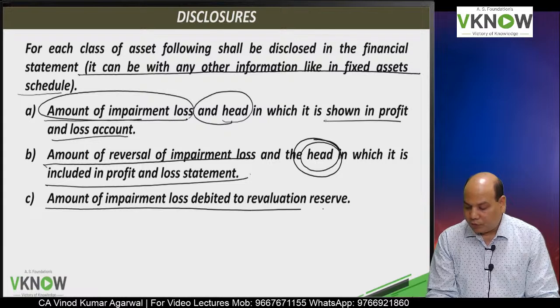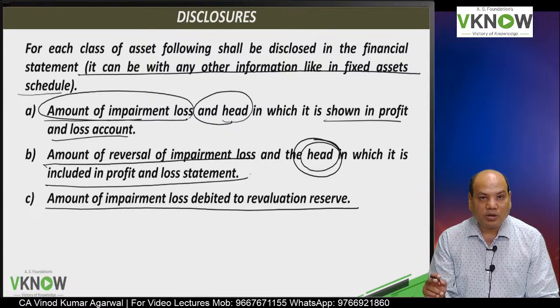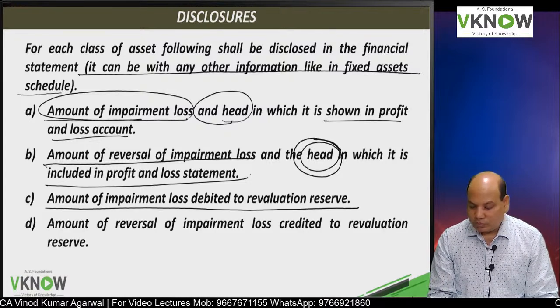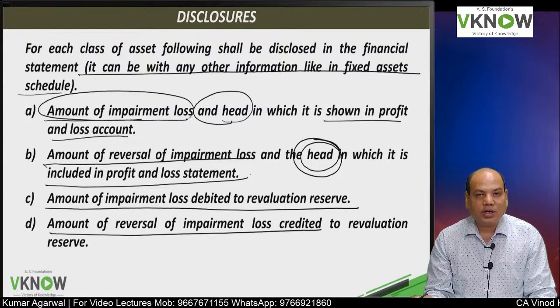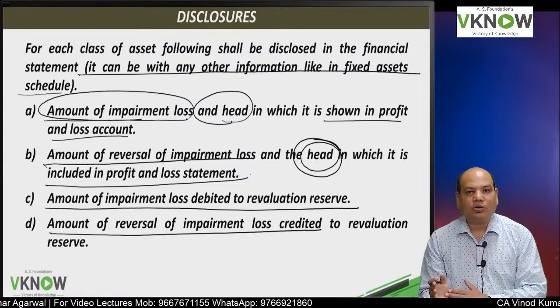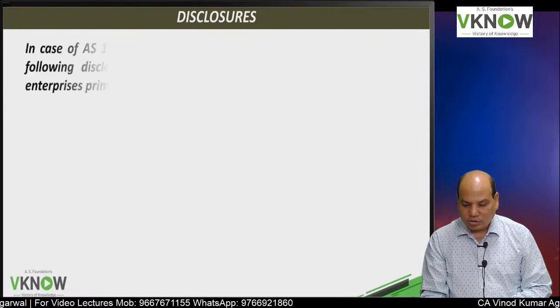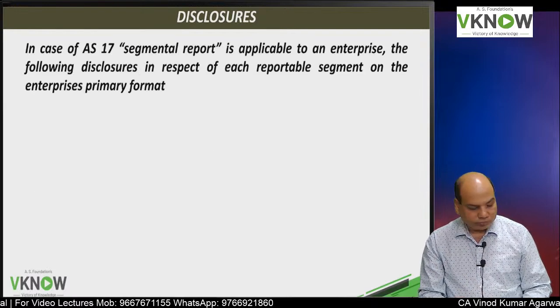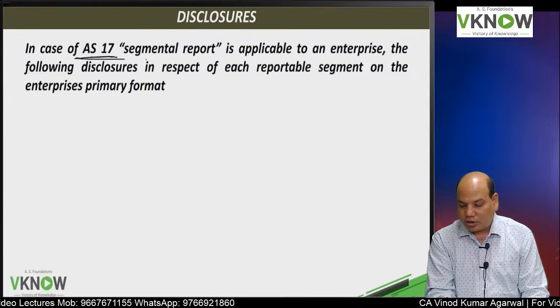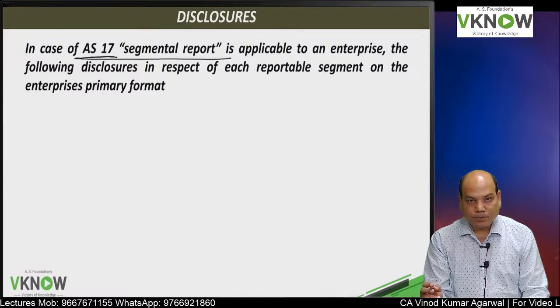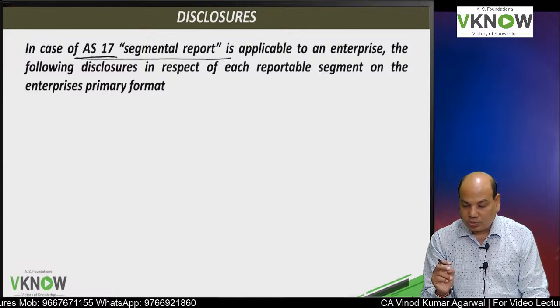In case you have debited any impairment loss to revaluation reserve, disclose it. In case you have reversed any impairment loss and credited it to revaluation reserve, you need to disclose that. The next paragraph is in case the entity is following AS 17. What is AS 17? Segment report.